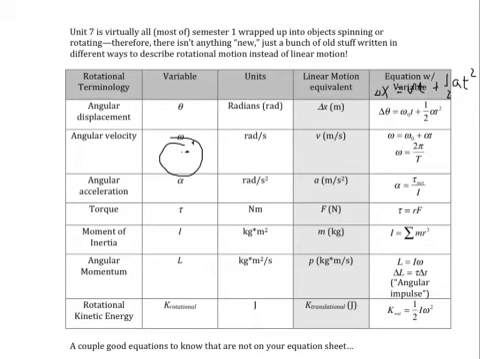Angular acceleration, again, is kind of similar to angular velocity, but it's measured in radians per second squared. The linear equivalent is your a, in meters per second squared. So essentially, how many radians per second are you speeding up? There's, again, a couple equations for us here.